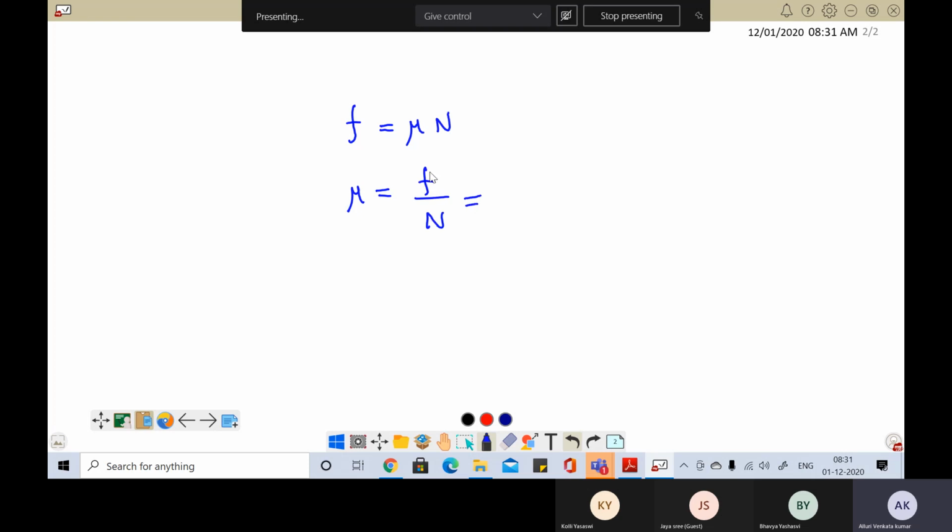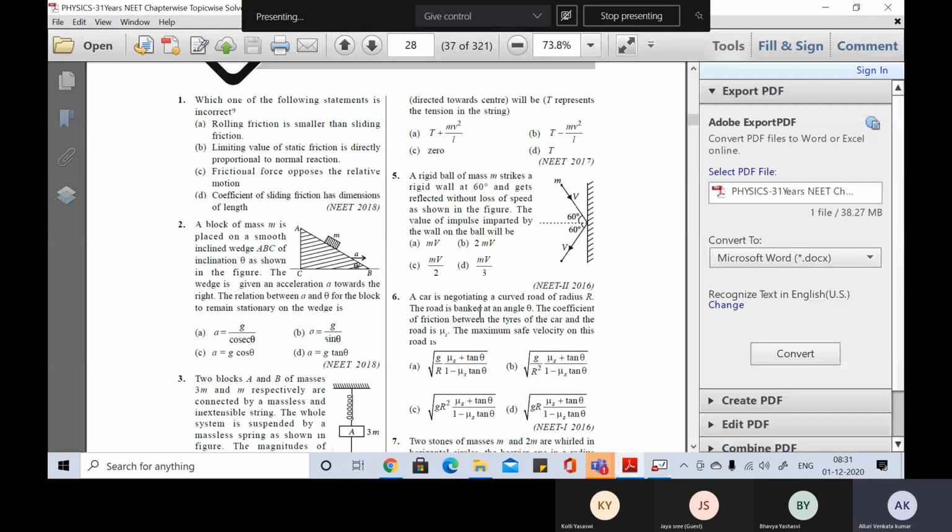What is the dimension of this? Frictional force is a force, and N is also a force. So force over force is dimensionless. Correct or not? Just mu equal to 0.5 or like that. So that means option D is the incorrect one. Okay. Next, let us do the second one, 2018.